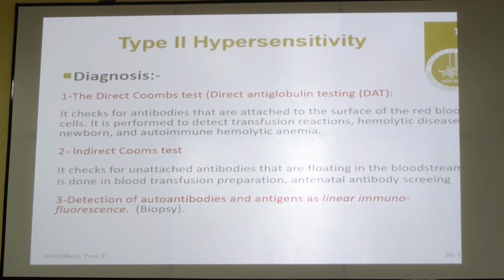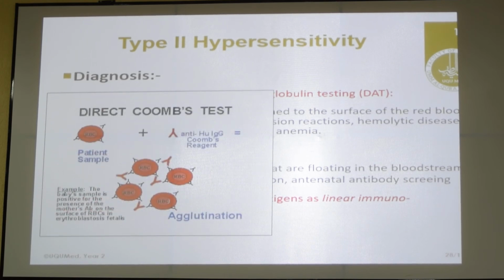Now, can you detect these conditions? We have put here two examples to find out if the patient has autoantibodies, IgG or IgM, against the target cells. You can do the direct Coombs test or the indirect Coombs test, and we'll focus mainly on Rh incompatibility and ABO incompatibility.